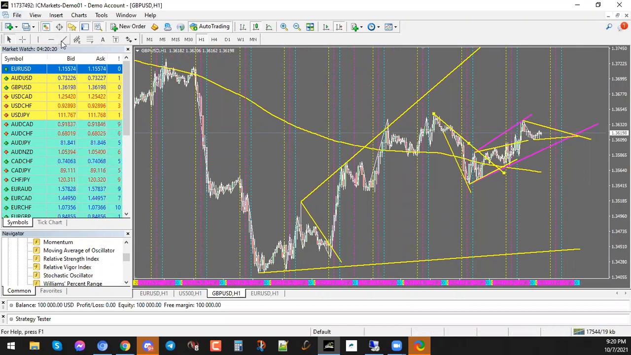Look at this and this. So this is one of those contracting pattern formations. You can call this one a wedge, and you can see that this wedge formation is what basically triggered this aggressive move to the upside.